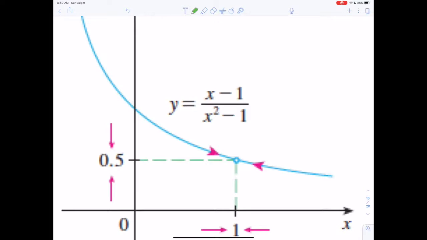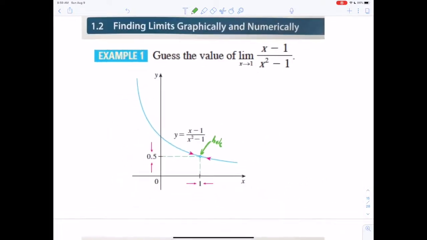So remember the definition is the y value as x gets arbitrarily close to a on either side of a, but not exactly a. So even though there's a hole here, it doesn't matter, because we're just getting arbitrarily close to it. Okay, so whether there's a hole or not, it doesn't matter. We just want to get close to it.